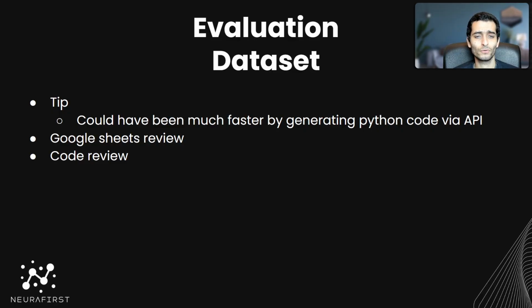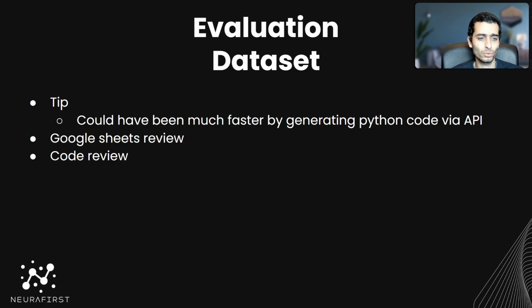Another tip for preparing the evaluation dataset is that it could have been much faster if, after generating all the questions, I had prepared some Python code that calls the OpenAI API to generate code for every single question. I would just loop 60 times, do 60 calls, generate the Python code and then run it, instead of coming up with the code myself.